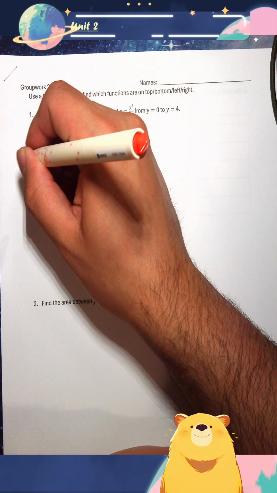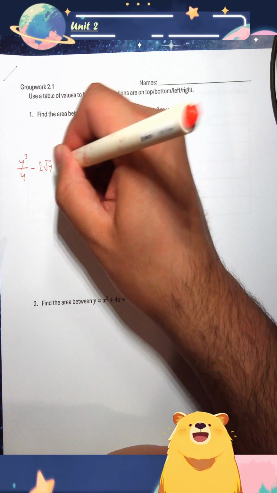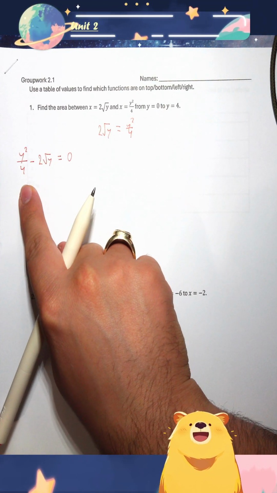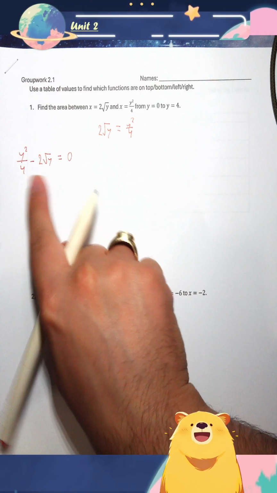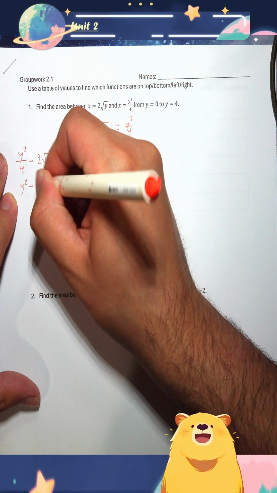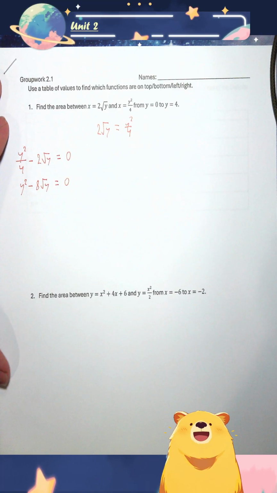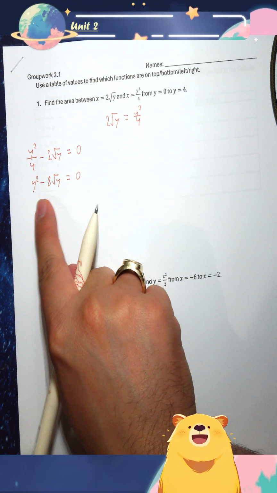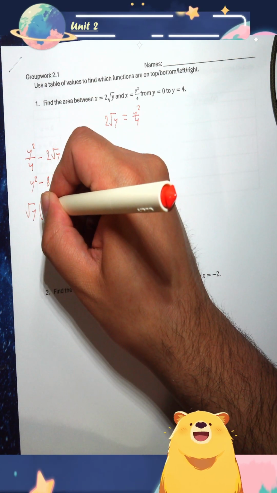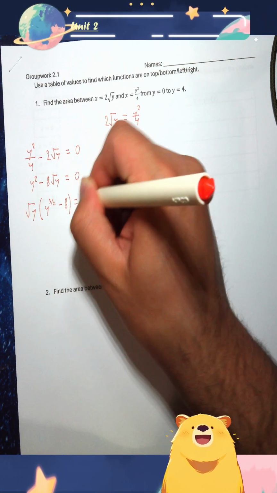So we get y squared over 4 minus 2 square root of y equals 0. Well, I don't like this 4, so I'm going to multiply everything by 4 to get rid of it. So I'll have y squared minus 8 square root of y equals 0. Then I can factor out the square root of y, so square root of y times y to the 3 over 2 minus 8 equals 0.